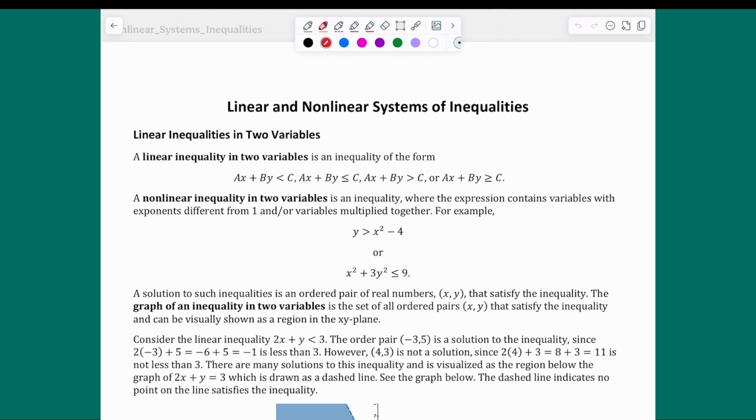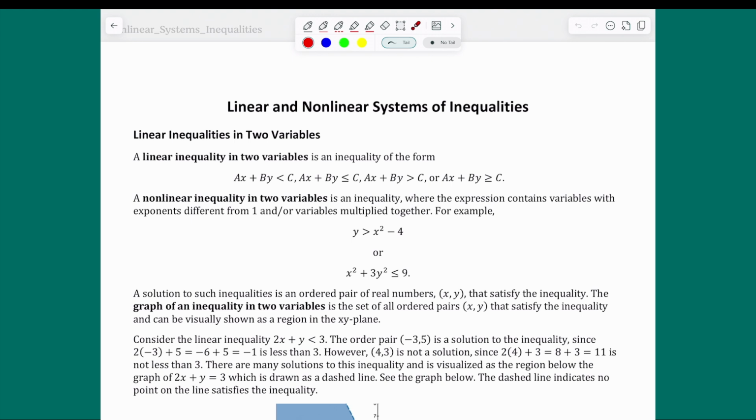A linear inequality in two variables is an inequality of the form ax plus by less than c, or any other inequality replacing that symbol there. So it's basically like the equation of a line in standard form, but the equal sign is replaced either with a less than or equal, greater than, or a greater than or equal symbol.